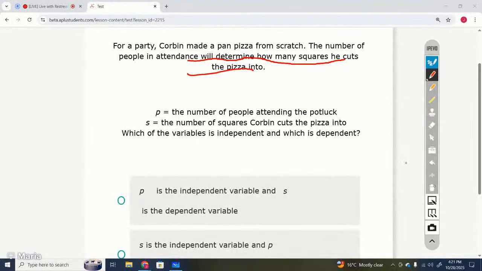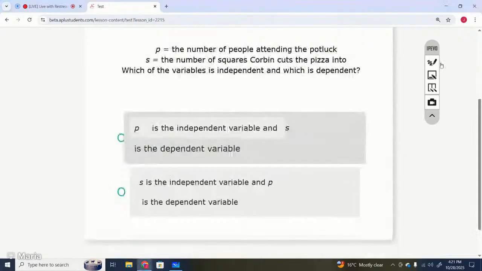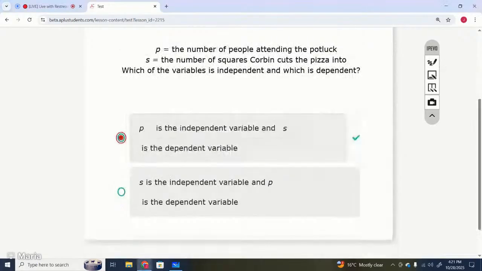The number of people in attendance will determine how many squares he cuts the pizza into. So the number of people is the independent variable and the number of pieces is the dependent variable.